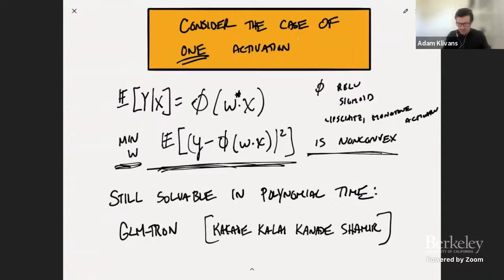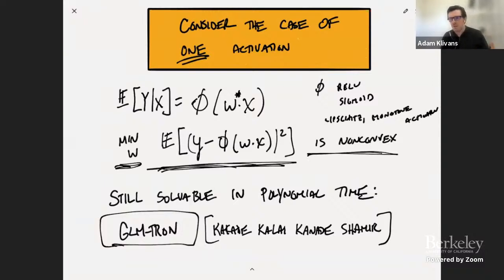Still, it turns out that finding a w that minimizes this non-convex loss is solvable efficiently in polynomial time. And this was first observed, well, I guess there was a predecessor paper by Kalai and Sastry, and then it was all worked out by Kakade, Kalai, Kanade, and Shamir. And the algorithm that they called is something called GLM-tron.